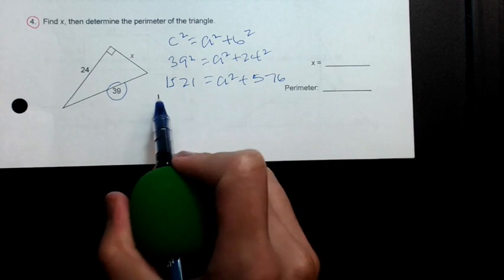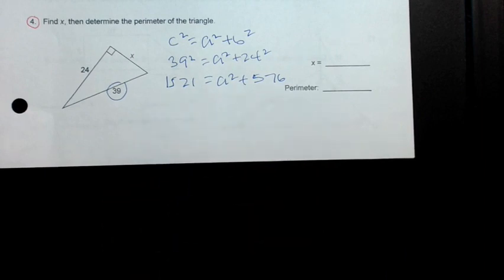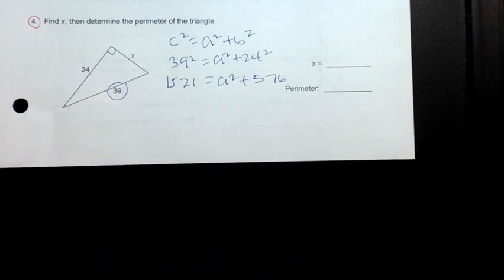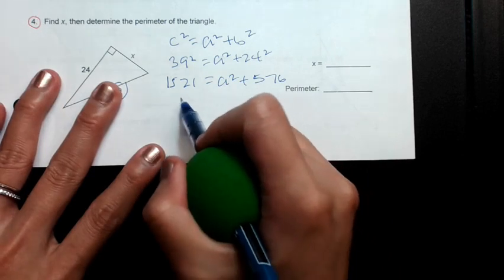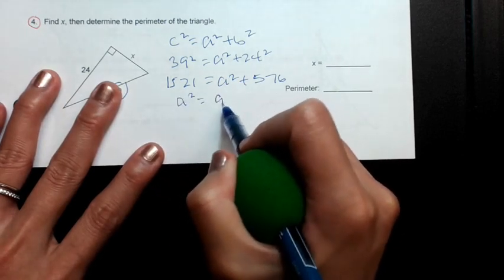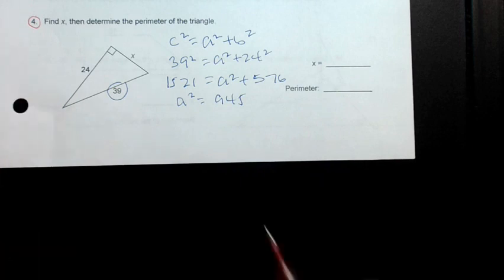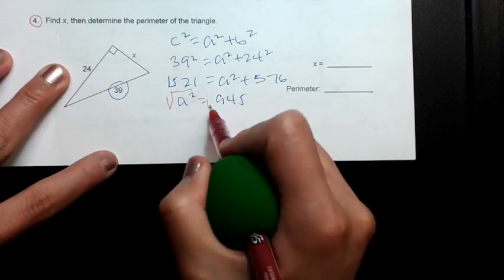Should I subtract 576 on both sides? Yes. And when I do, I get 1521 minus 576. That gives me a squared is equal to 945. Now we do have to do what on both sides here? Square root, and you can't just type in a decimal.